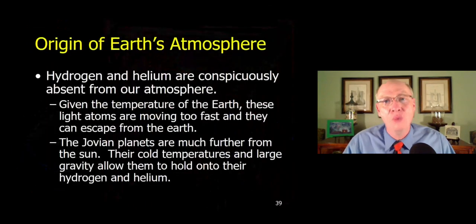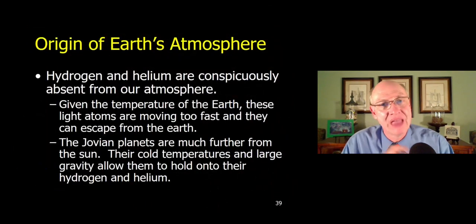Okay. Well, where did our atmosphere come from? Hydrogen and helium are conspicuously absent from the Earth's atmosphere. And as I said, given the temperature of the Earth, these atoms are just moving too fast. If we add them to the atmosphere today, they can escape. Because the Earth was always in the inner part of the solar system, because it was always warm, the Earth never had a chance to hold on to hydrogen or helium. And that's why the Jovian planets are able to hold on to it.